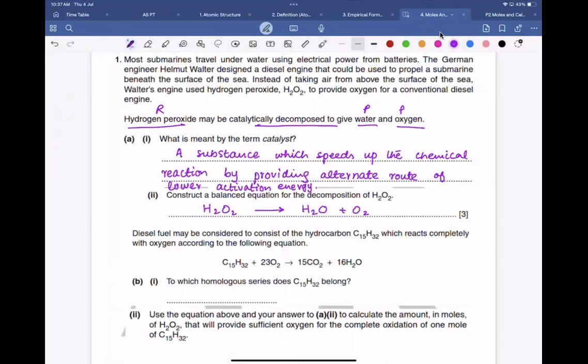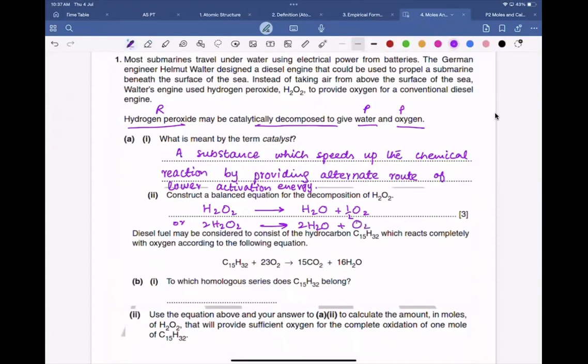We could put 1.5 in front of O2. Yeah, we can put 1.5 in front of O2, or it can be balanced this way as well. H2O2 gives you 2H2O plus O2. Okay, yes. Is this fine?